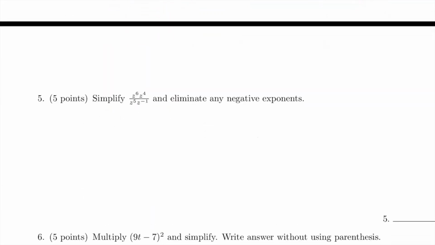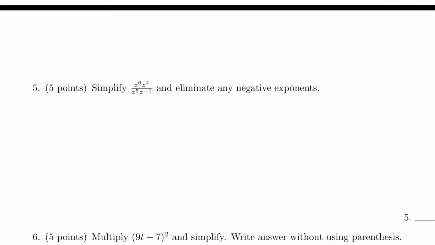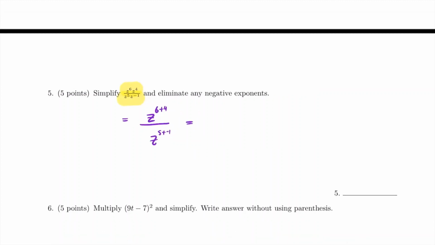Here's the next problem. This is laws of exponents. So we're going to eliminate the negative exponent. There are different ways to do this problem, but I'm going to do it the way I think is simpler. So I'm going to go ahead and combine the top, combine the bottom. Since they have the same base, on top I can add their exponents. So this is z to the 6 plus 4. And on the bottom I can also add their exponents, z to the 5 plus negative 1. So on top we have z to the 10th. On the denominator we have z to the 4th. And now using another law of exponents, I subtract their exponents.